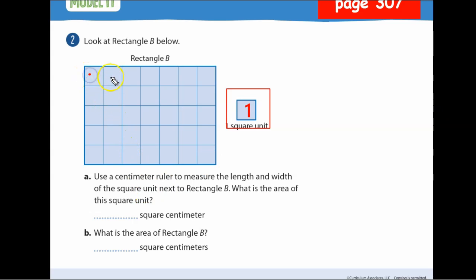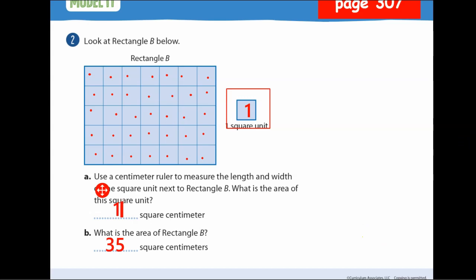Okay. So what is the area of the rectangle B? 35. Let's see. 1, 2, 3, 4, 5, 6, 7, 8, 9, 10, 11, 12, 13, 14, 15, 16, 17, 18, 19, 20, 21, 22, 23, 24, 25, 26, 27, 28, 29, 30, 31, 32, 33, 34, 35. Woo! That takes forever. Oops, my bad. I can move it like this. 35. And this is 1. So the square unit of just one square is 1, but the square unit in centimeters of the whole rectangle B is 35.